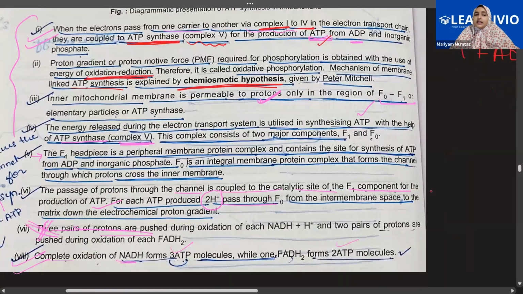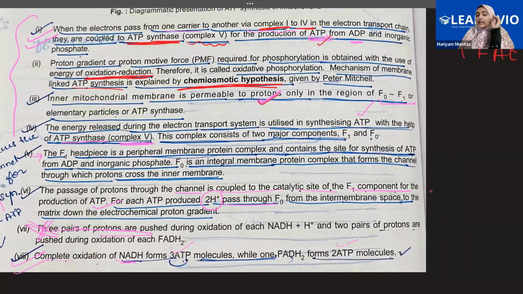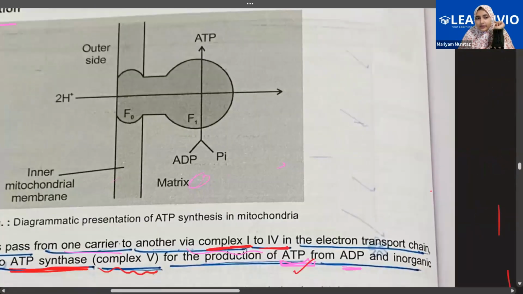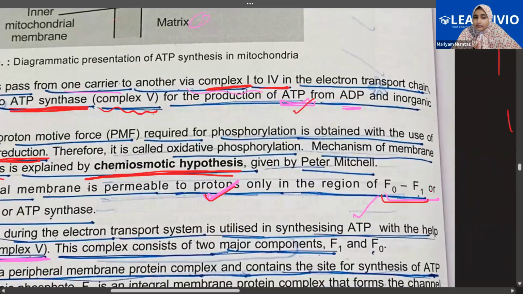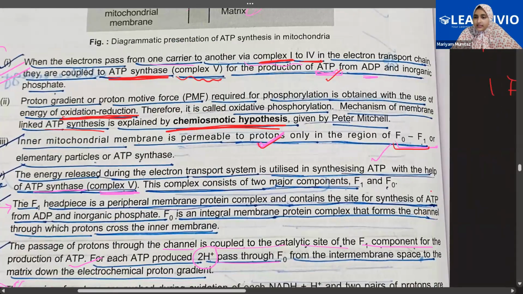Now, see what happens. The inner mitochondrial membrane is permeable to protons, meaning it allows protons, but only in the F0 and F1 region. Now see, students, do you see this whole part? This is the structure of ATP synthase, complex 5. The F0 and F1 are the two components of it. These are proton permeable. They permit the protons to come through them.